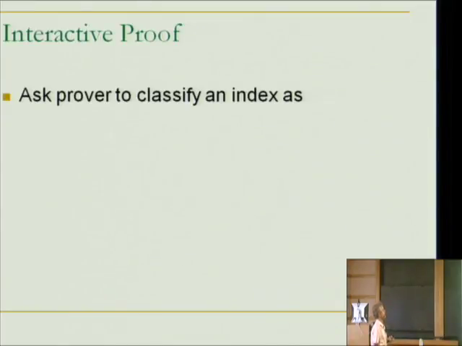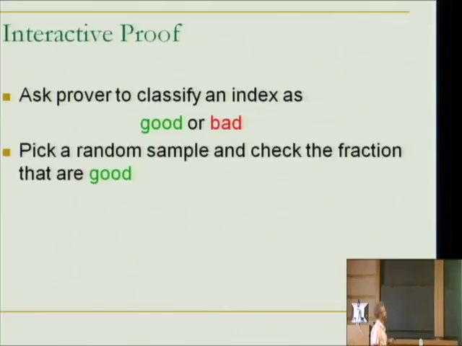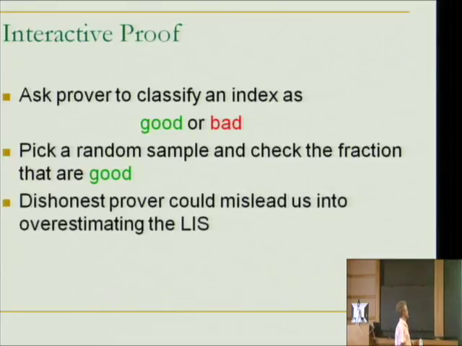Here is the first attempt at an interactive proof, not a very good one. Ask the prover to classify an index as good or bad. The prover knows everything, so just ask him: is it in the LIS or not? Pick a random sample and check that the fraction that are good is large. But a dishonest prover could mislead us into overestimating the LIS the same way a random sample can. If we're in one of those examples where a random sample is completely sorted, the prover will just say, that's in, that's in, that's in, every time.